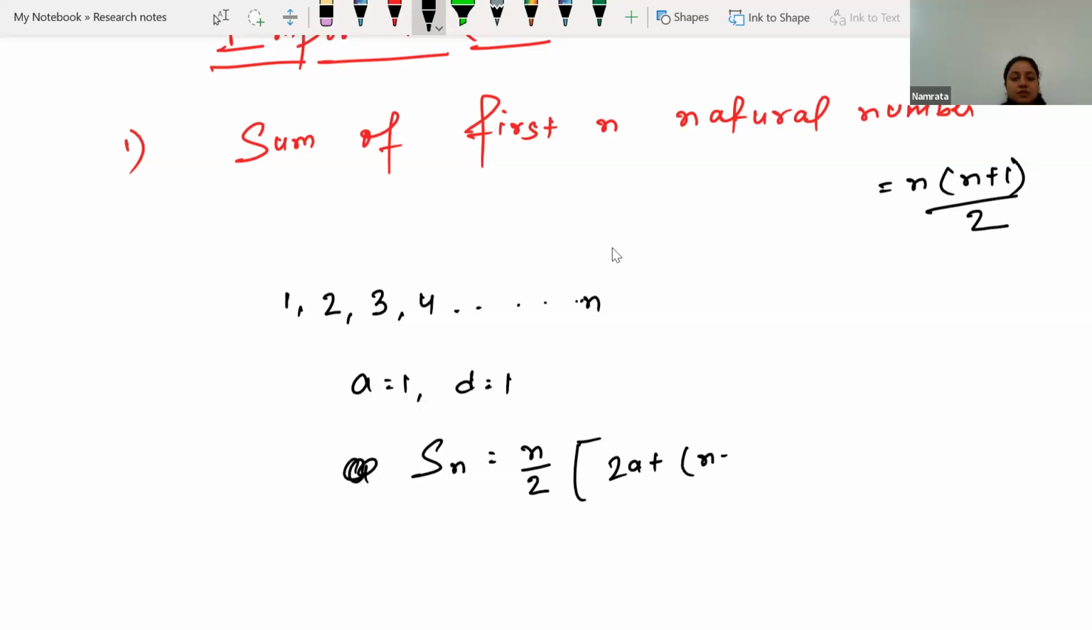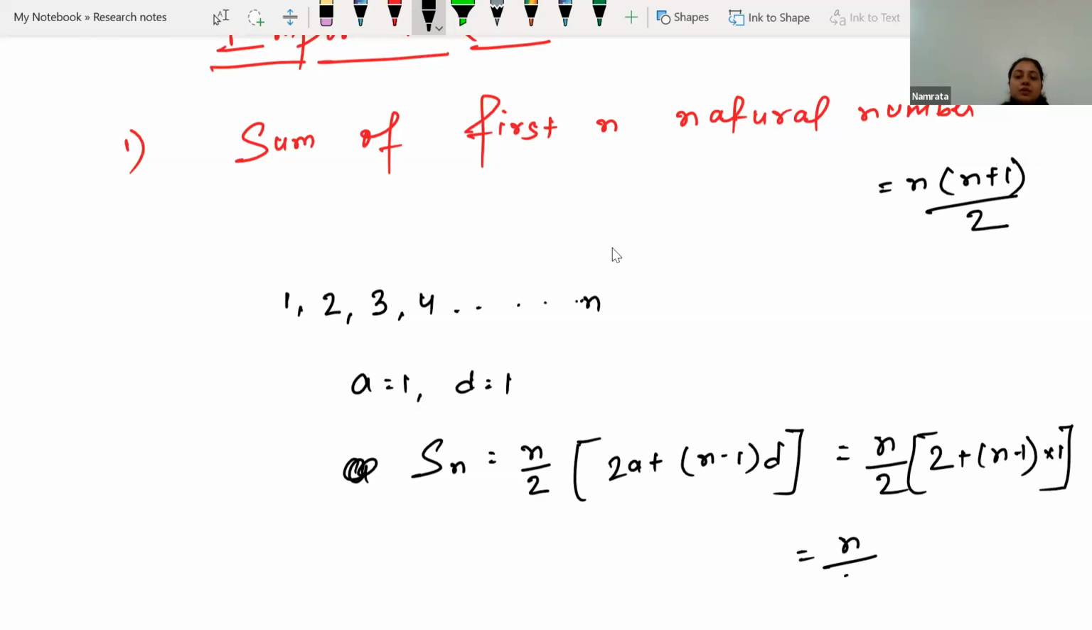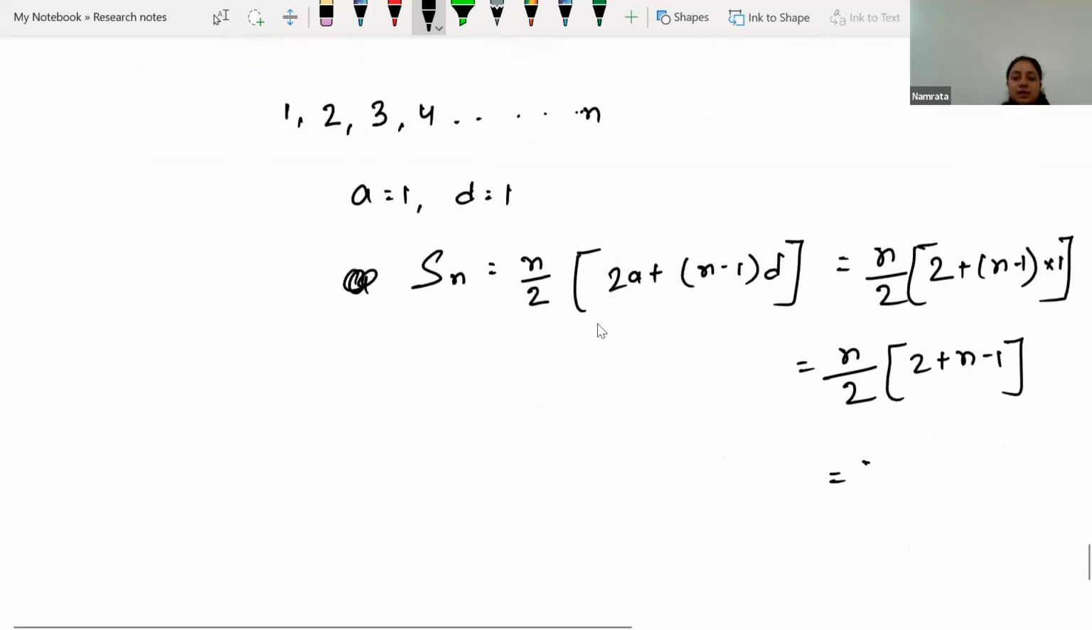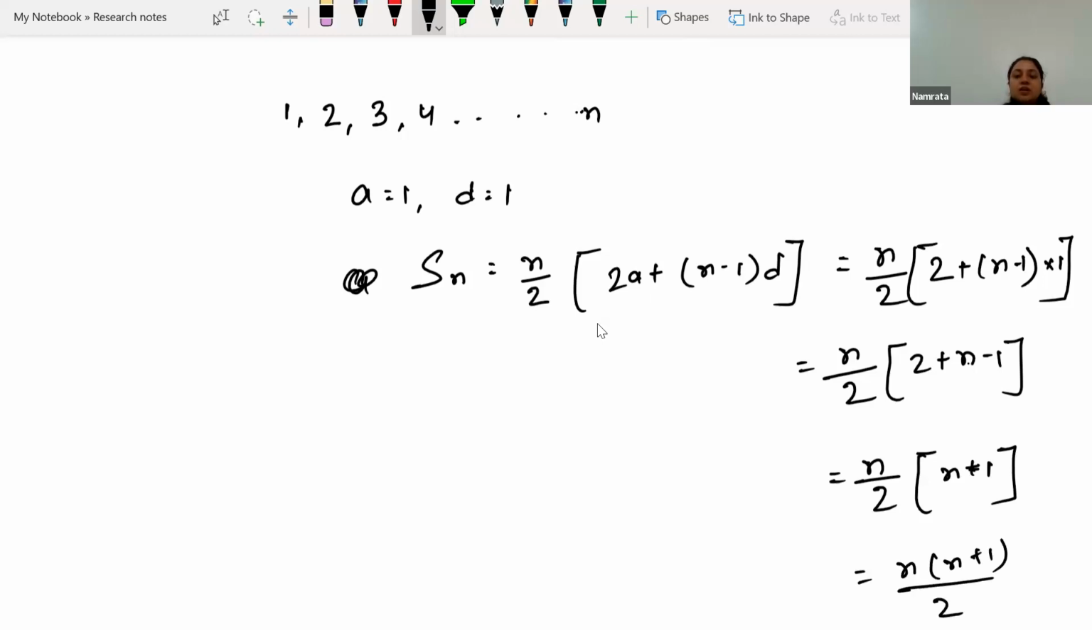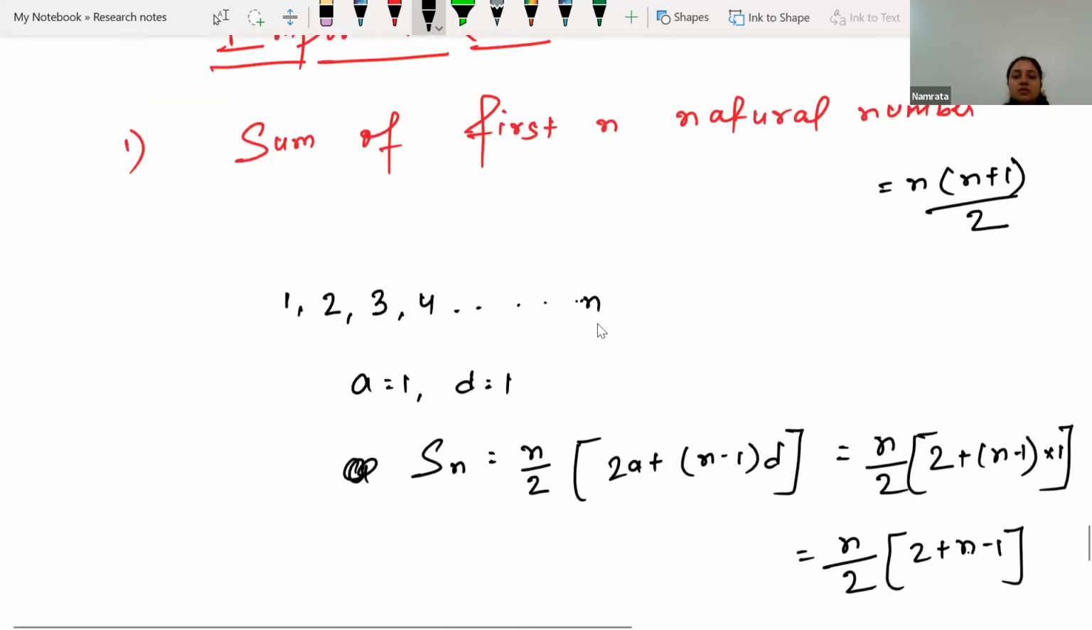to n minus 1 d. Let's substitute the values. N by 2, a is 1, so 2 plus n minus 1, d is 1. So we will be having n by 2, 2 plus n minus 1. That means n by 2, n plus 1. So n into n plus 1 by 2, and that's what the formula says. Can you see?